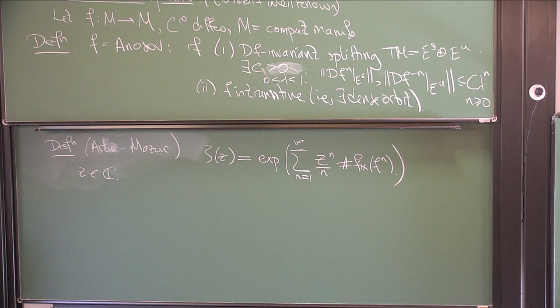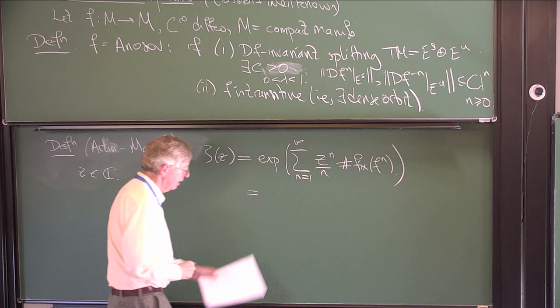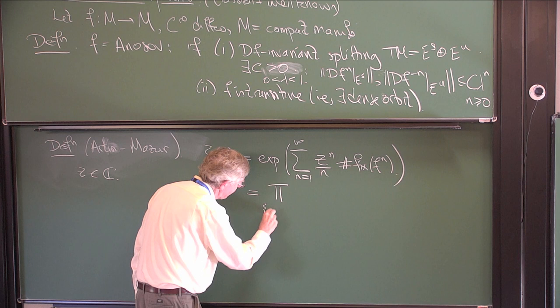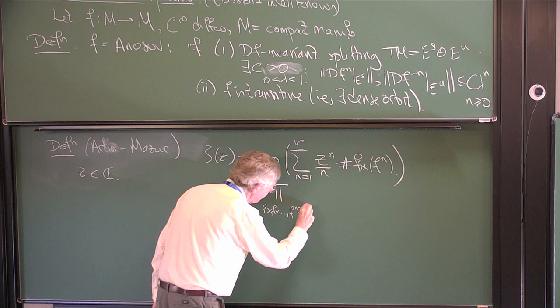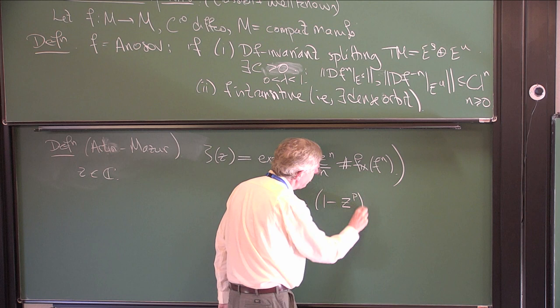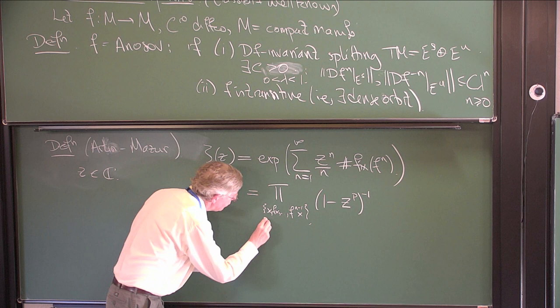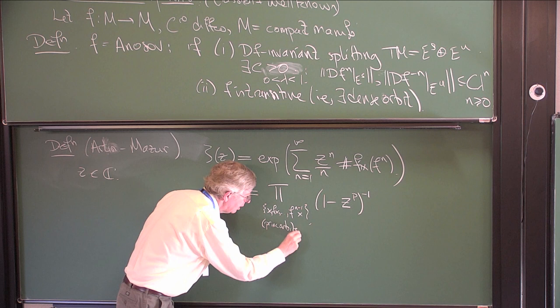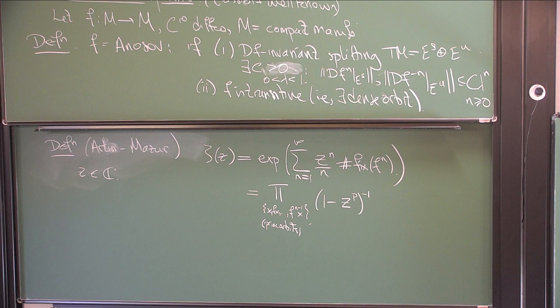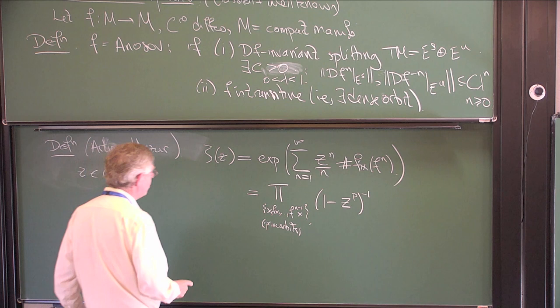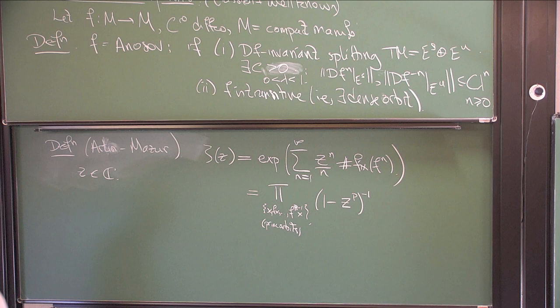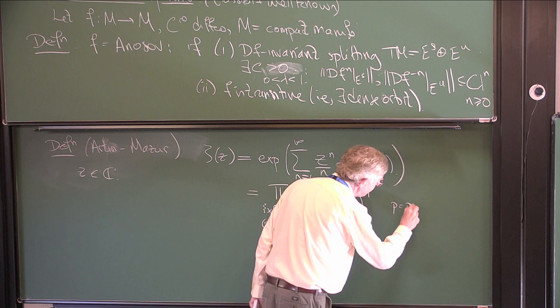And if one factorizes this in some way, it might turn out that it's something like the following. It's a product over all orbits x, f of x, up to f to the n minus 1 of x, of something like 1 minus z to the p, possibly to the minus 1. And here this will be over primitive orbits, or maybe I'll just call them prime orbits. It's orbits, not points. What's P in this form? P is going to be the period of the orbit.